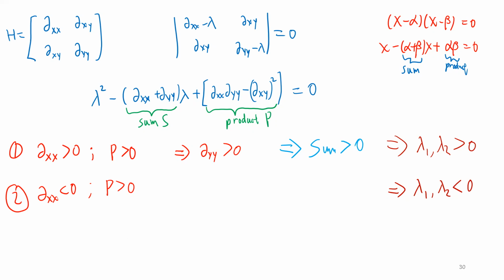Okay. So finally, for the saddle point, if I have this product P smaller than 0, what does it mean? The product of the two roots is smaller than 0. So that means one has to be positive and the other has to be negative, and therefore that gives the saddle point.